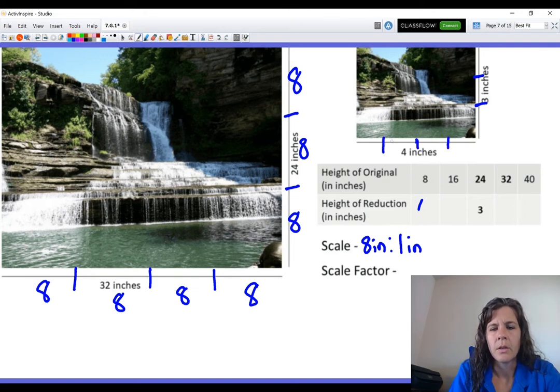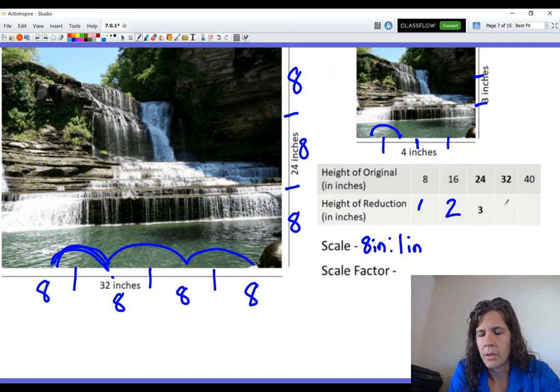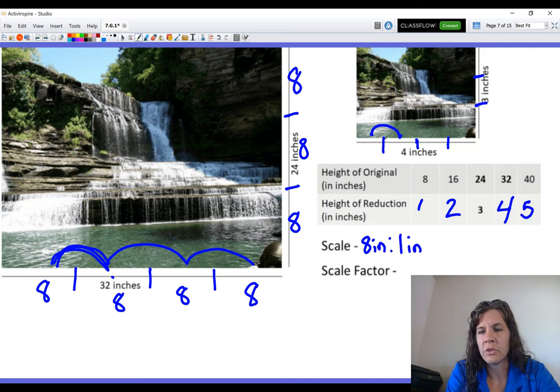All right, so if I had 16 inches, that would be 2 of these. It fills in 2 inches here. If I have 32 inches, all 4 of these, then it goes to 4 inches here. If I had an even bigger one and it had something that was 40 inches, then it would take 5 inches on the reduction.